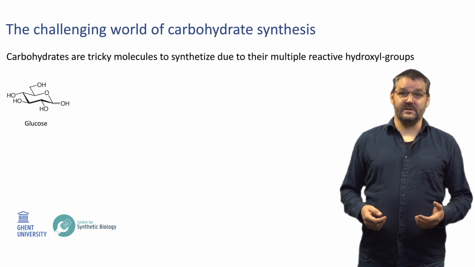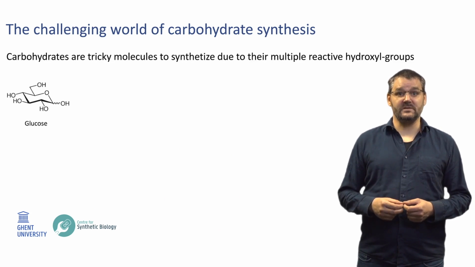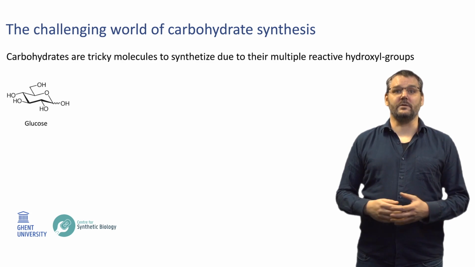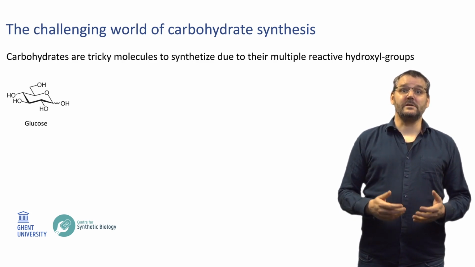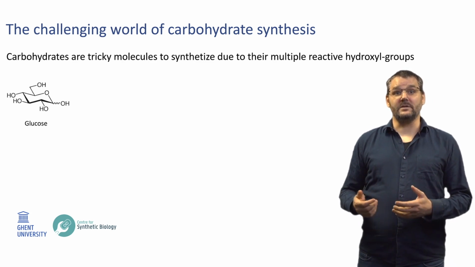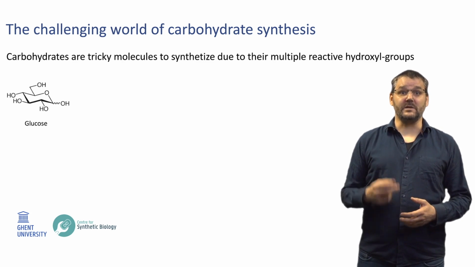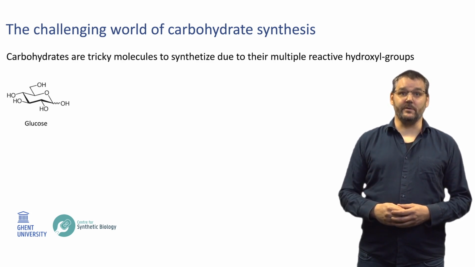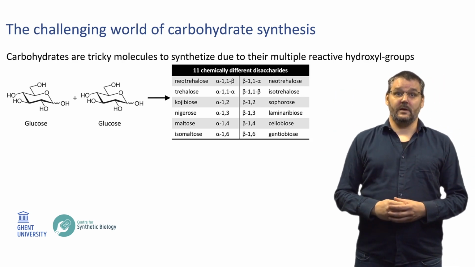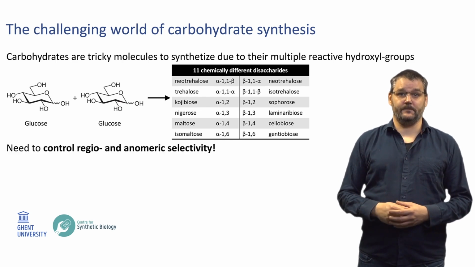Unfortunately, carbohydrate synthesis is tricky due to the multiple reactive hydroxyl groups present, as you can see here in the example of glucose, the most abundant monosaccharide. As a clear example that the world of carbohydrates is very complex and its synthesis routes very challenging, we will show you the example of coupling two glucose molecules to each other. This can lead to no less than 11 chemically diverse disaccharides, each with their own characteristics.